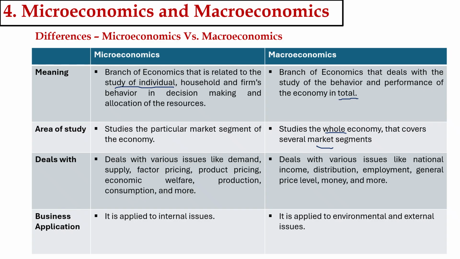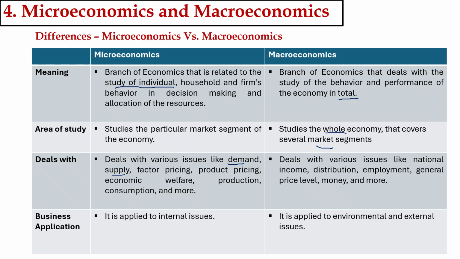The next point of differentiation is that microeconomics deals with various issues like demand, supply, factor pricing, product pricing, economic welfare, production, consumption, and more. These are all related to the individual. We can remember this as examples. Microeconomics deals with individual demand, individual supply, individual product pricing, etc.